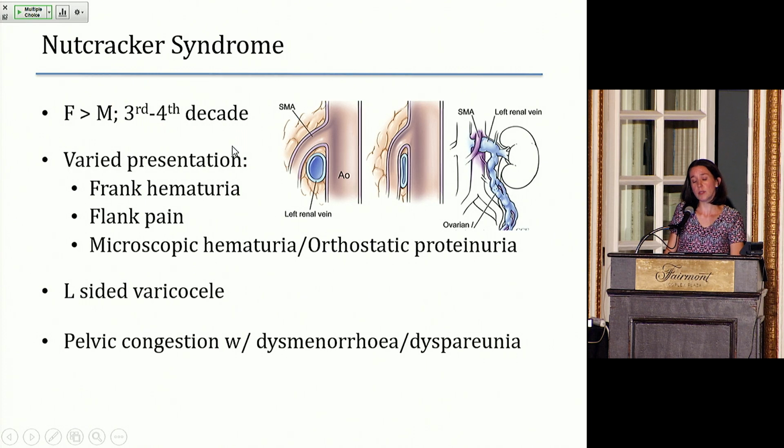It's commoner in women than in men, usually seen in the 3rd to 4th decade, and patients usually present with frank hematuria, but they can also present with loin pain. Men can present with a left-sided varicocele, and women can have pelvic congestion with dysmenorrhea or dyspareunia.